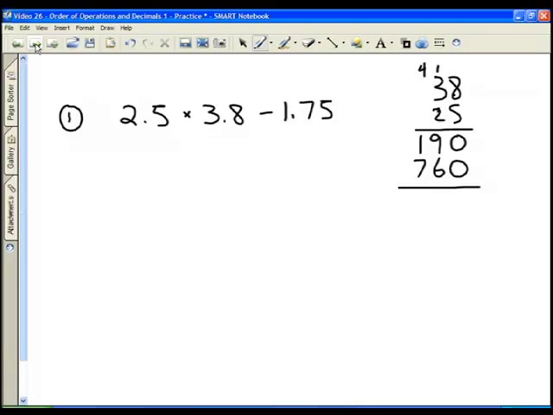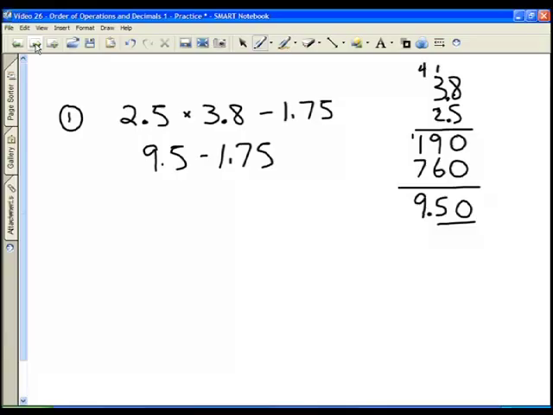And now I add down. 0. 9 plus 6 is 15, so I write the 5 and carry the 1. And 7 plus 1 is 8, plus the 1 I carried is 9. And now I have two decimal places in the question, and so I need 2 decimal places in the answer. So now I've got 9.5 minus 1.75.